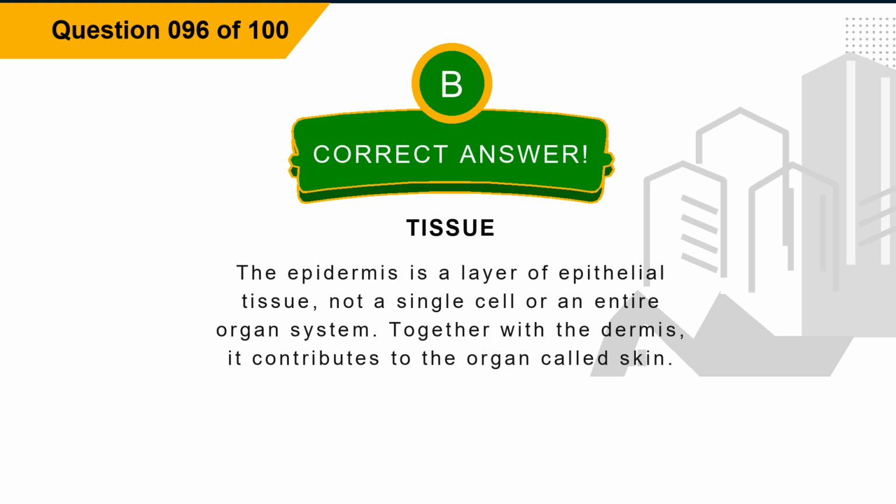Tissue. Explanation: the epidermis is a layer of epithelial tissue, not a single cell or an entire organ system. Together with the dermis, it contributes to the organ called skin.